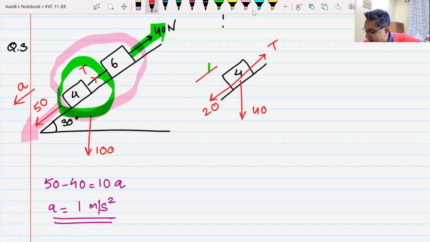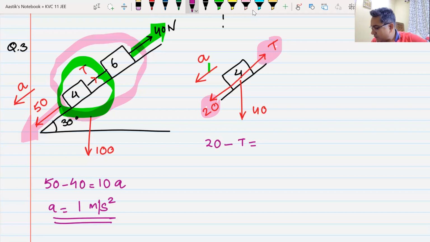But I also know that this system is going to go downward with an acceleration a, and I already know the value of this a. Yes or no? Now I can write the equation of this block, and I'm doing the same thing which I have done in the previous cases. The only difference is here I have force not only in one direction but also force in that second direction. So what is the equation for this block? If I make it, it will be 20 minus T will be equal to 4a. Yes or no?